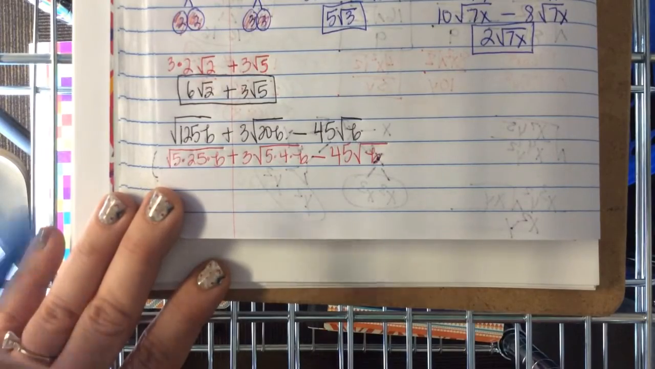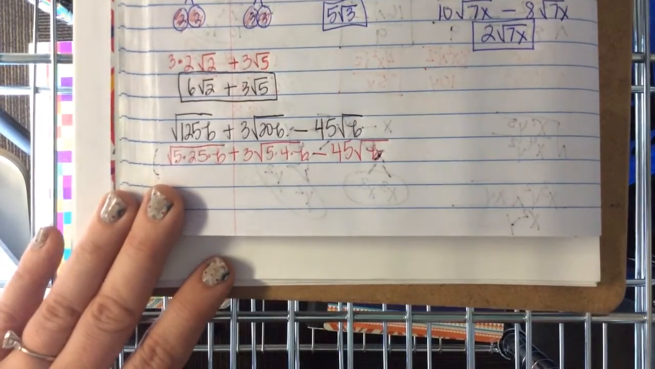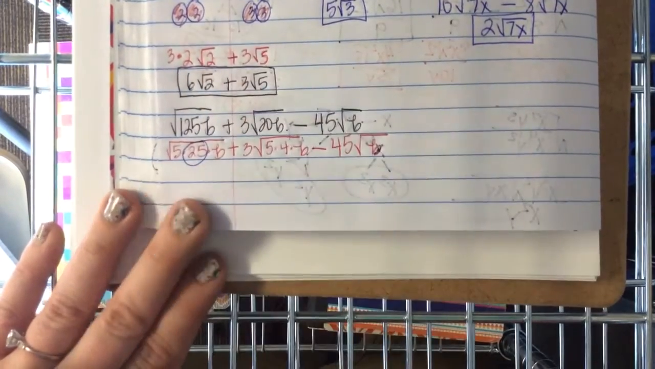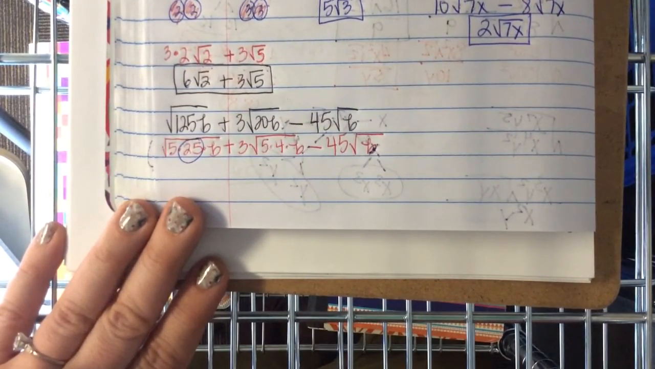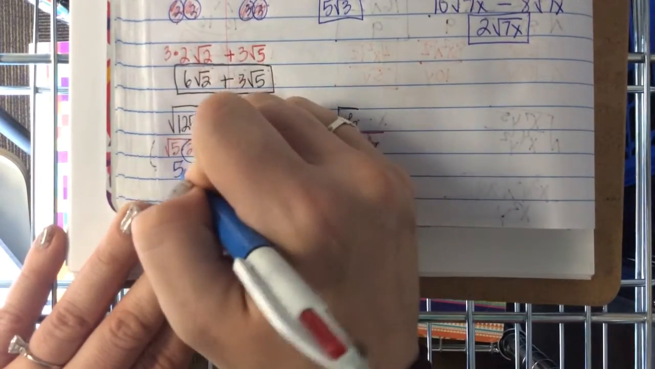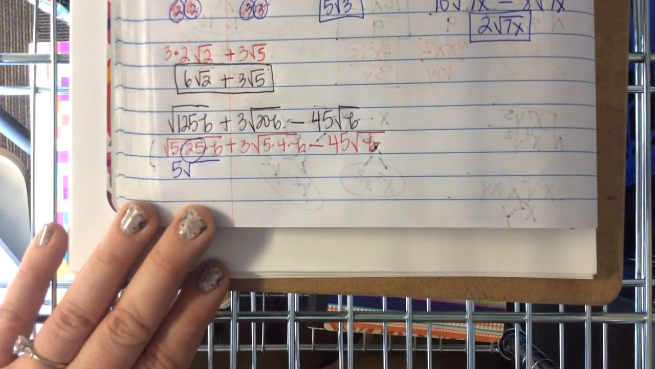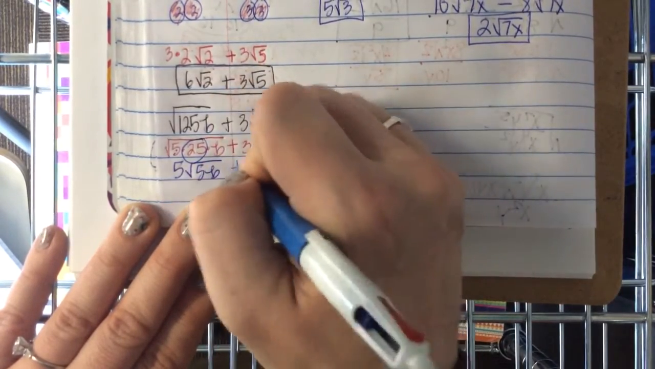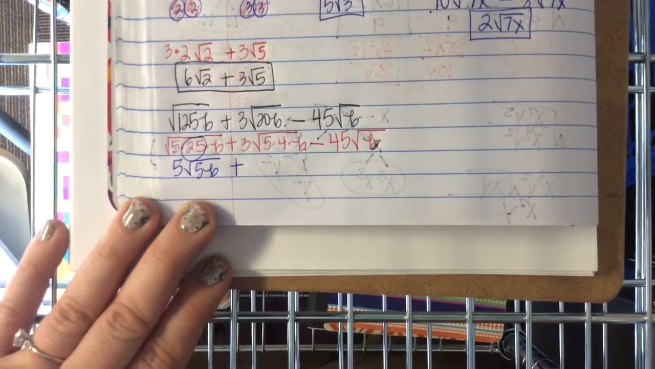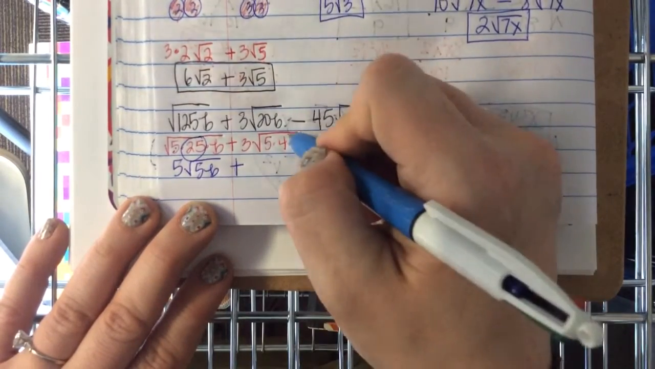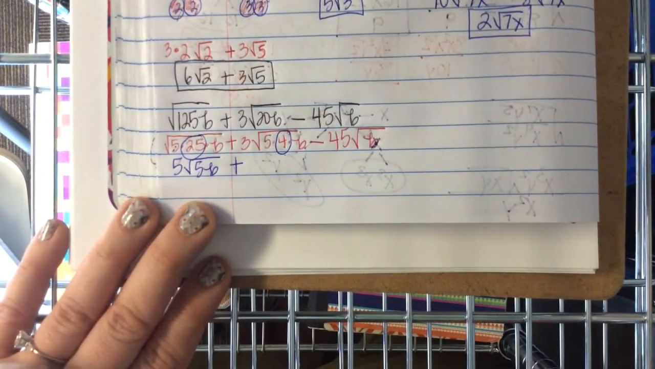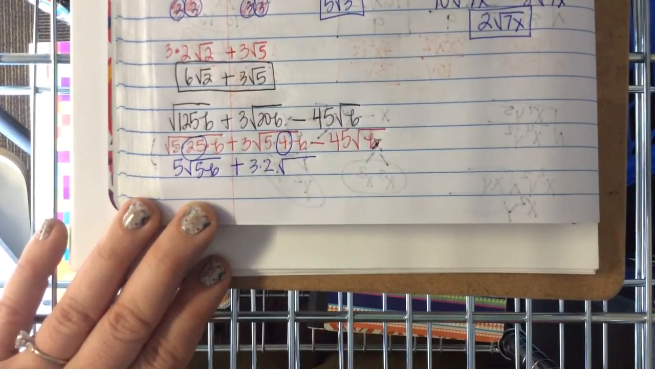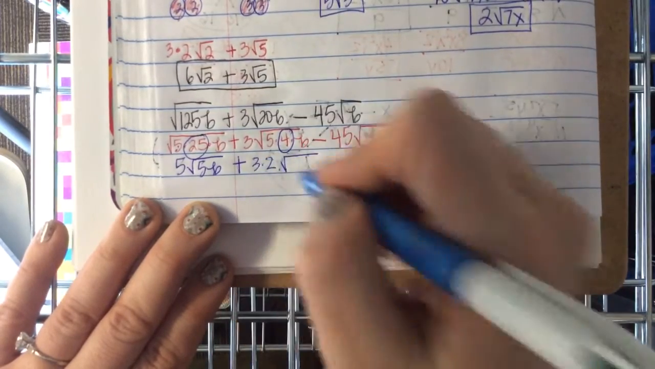All right, let's talk about what can be taken out. What are perfect squares? 25. What's the square root? What's radical 25? 5. What stays inside the radical? 5 and b. Plus, what about the next one? What comes out? 4. What's radical 4? 3 times 2. What stays under? 5b.